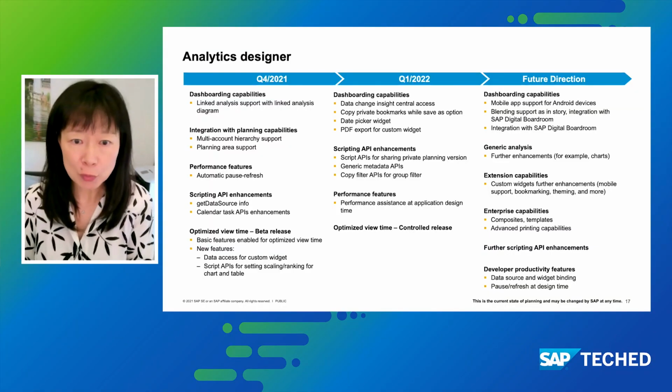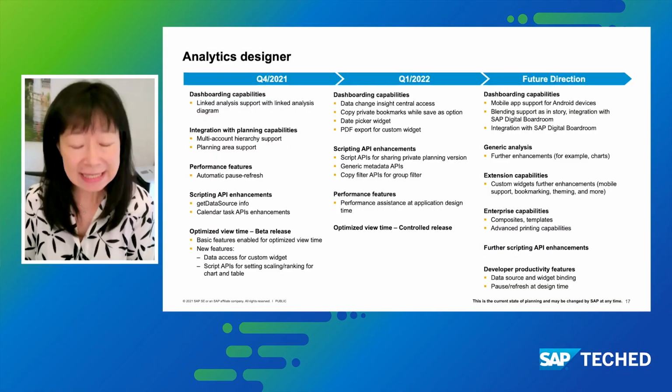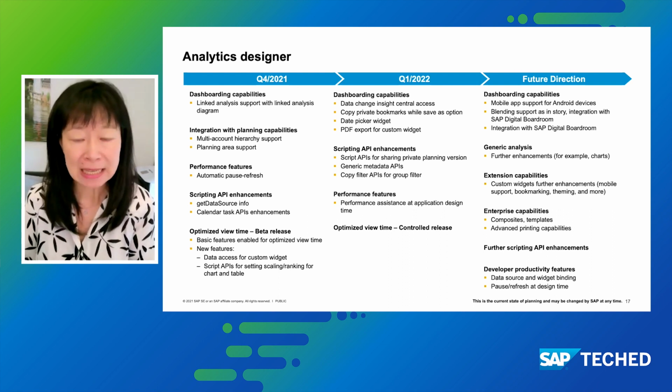For next year in the Q1 QRC releases, for our existing alerting or data change insight capability, we will provide a central access for these important data changes within SAC. Then we are planning to provide some bookmarks enhancements and customer widgets to be exported in the PDF. For the planning area, also important is that we are providing the script APIs that let you share private planning versions. And also in the Q1 QRC releases, we're providing performance features.